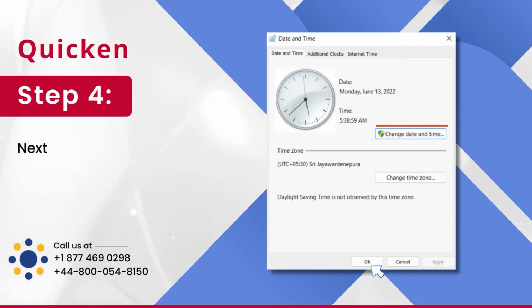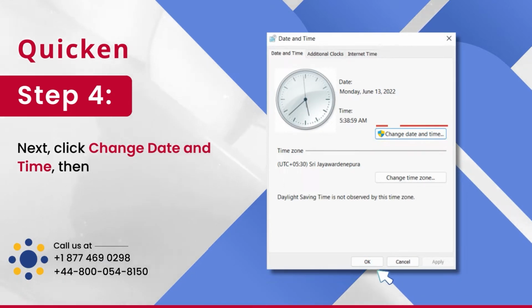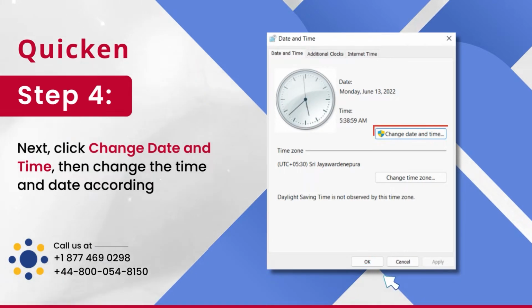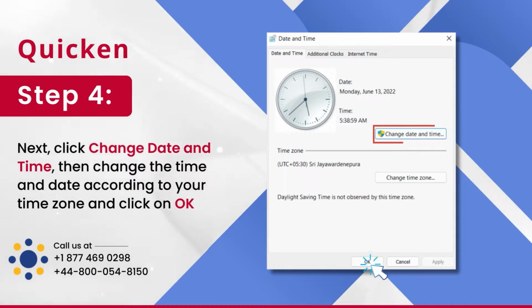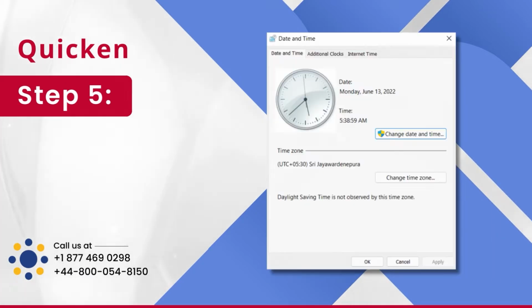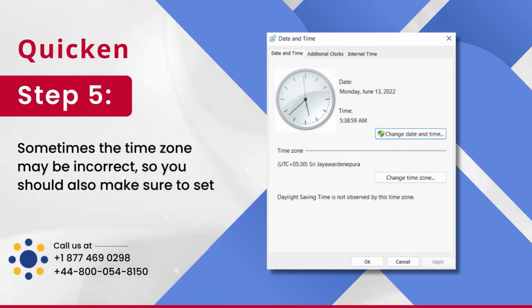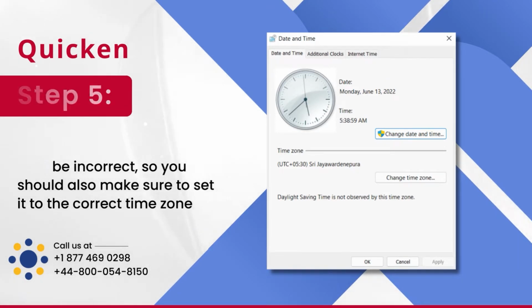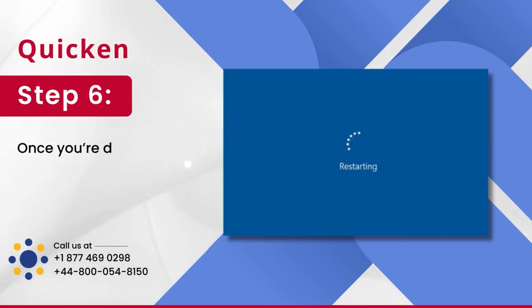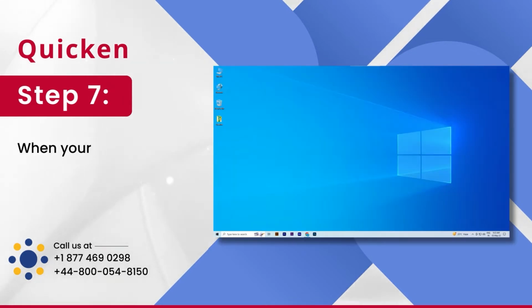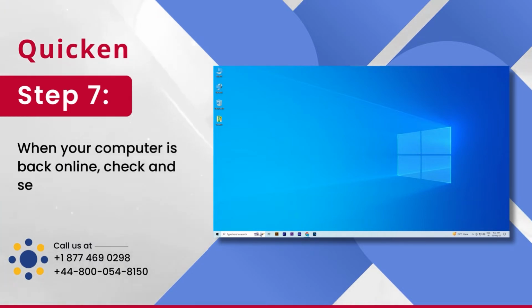Step 4. Next, click Change Date and Time, then change the time and date according to your time zone and click on OK. Step 5. Sometimes the time zone may be incorrect, so you should also make sure to set it to the correct time zone. Step 6. Once you're done, restart your computer. Step 7. When your computer is back online, check and see if the error is resolved.